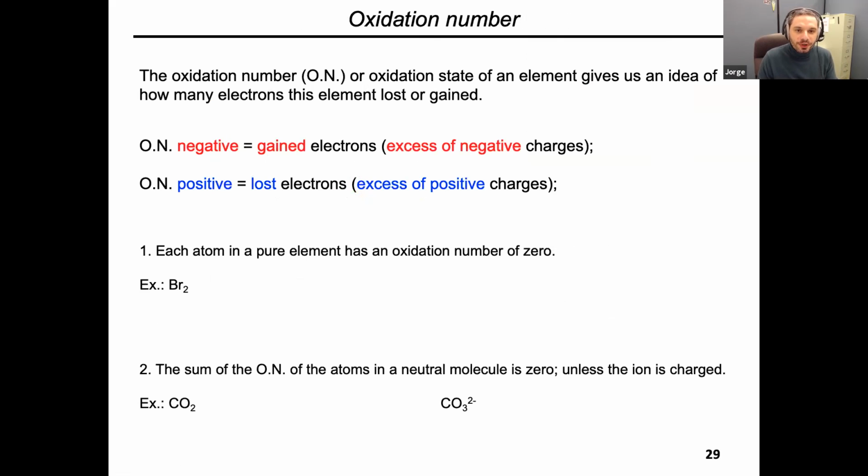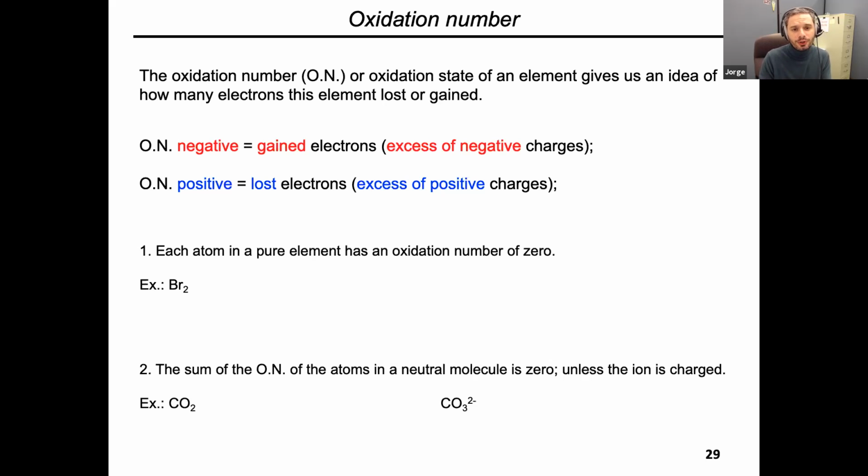The oxidation number, ON, or oxidation state of an element, gives us an idea of how many electrons this element lost or gained. Okay, so the oxidation number is a quantitative way to determine or to have an idea how many electrons an element lost or how many electrons an element gained after being bonded to other elements.